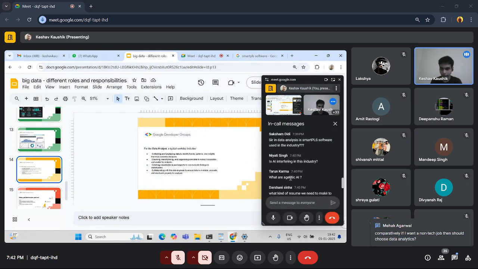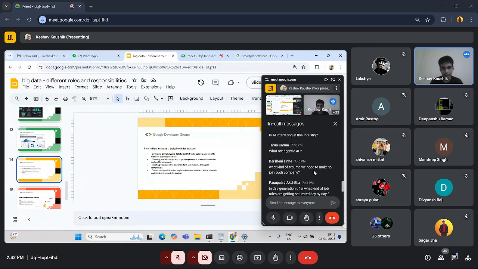What are, okay, agentic AI. So I think you're talking about the agents that we have in AI. So yeah, data scientists, they don't do these types of work. They don't engage in agents. They usually just engage in machine learning models and data science statistics, all that good stuff.